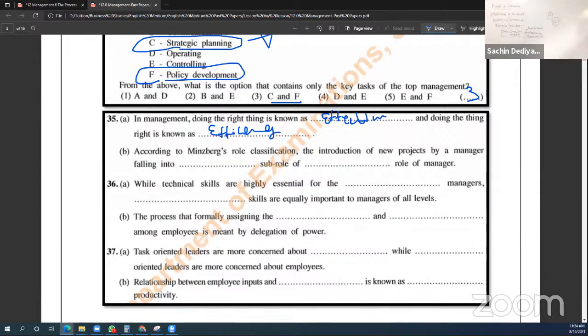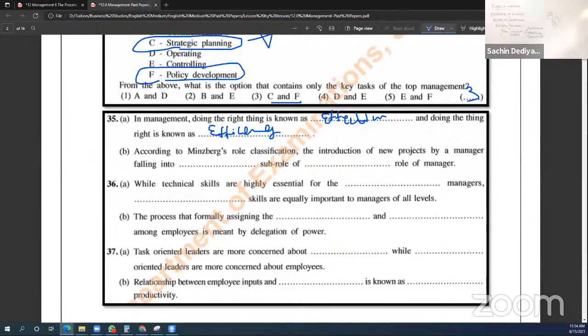And according to the Mintzberg role classification, Henry Mintzberg came up with 10 managerial roles, including 3 categories: the informational role, the decisional role, and the interpersonal role. So make sure that you know this well.